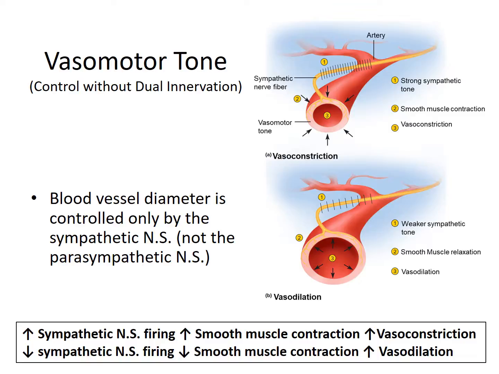If you increase sympathetic nervous system firing, you get increased smooth muscle contraction, which results in increased vasoconstriction, reduced diameter. If the sympathetic nervous system firing goes down, the smooth muscle contraction goes down, and vasodilation, or increased diameter of the blood vessels, goes up.